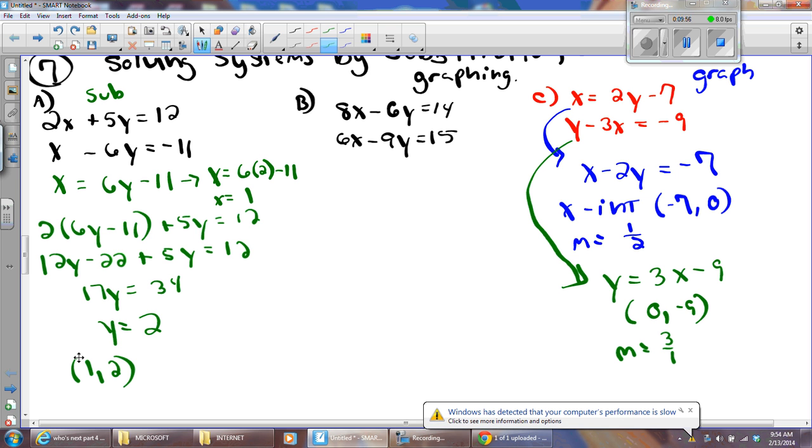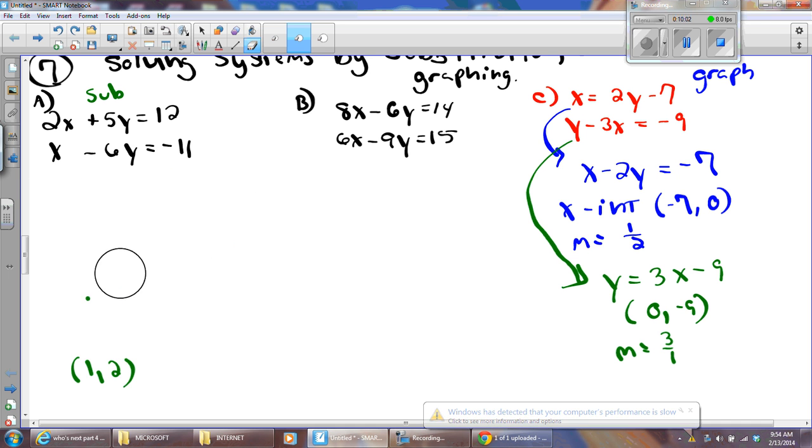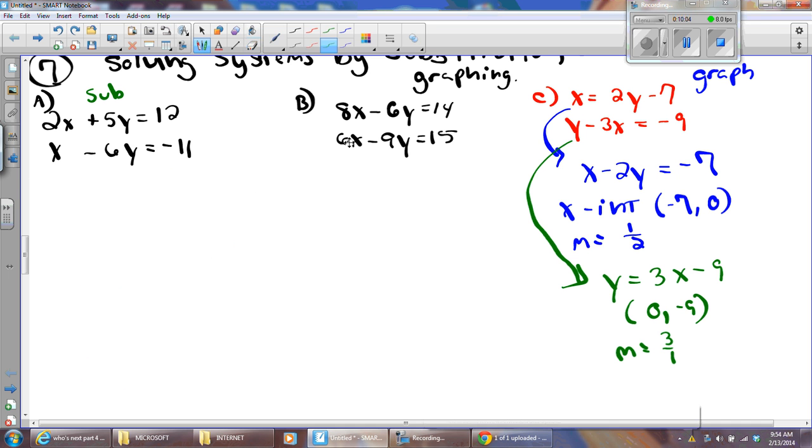Because there's no solution to it. All right, so let's move on to problem B. Now, some of you have adapted this shortcut where you just multiply one coefficient by the other equation and vice versa. And that's not always the best way.